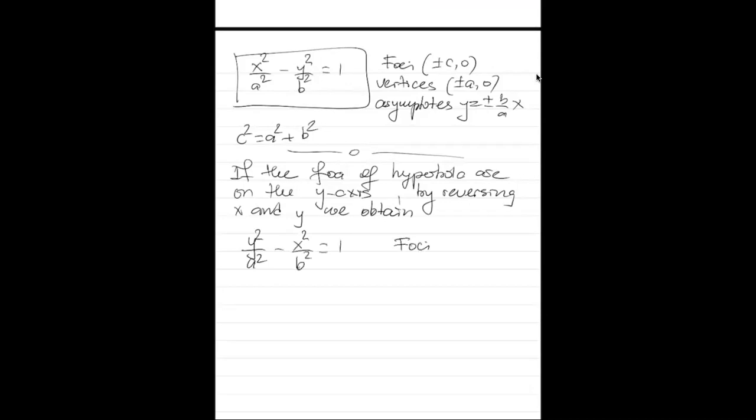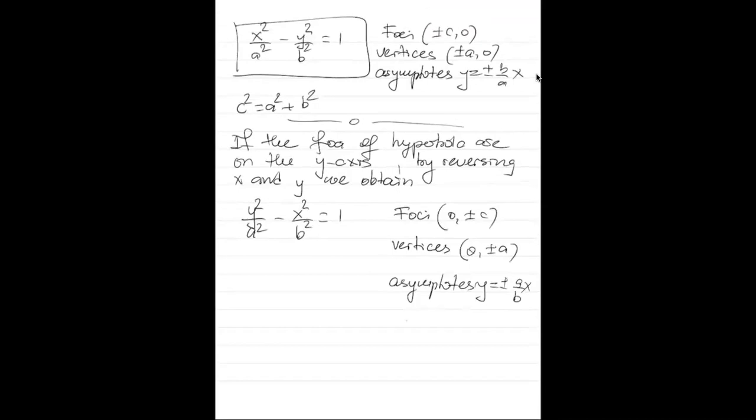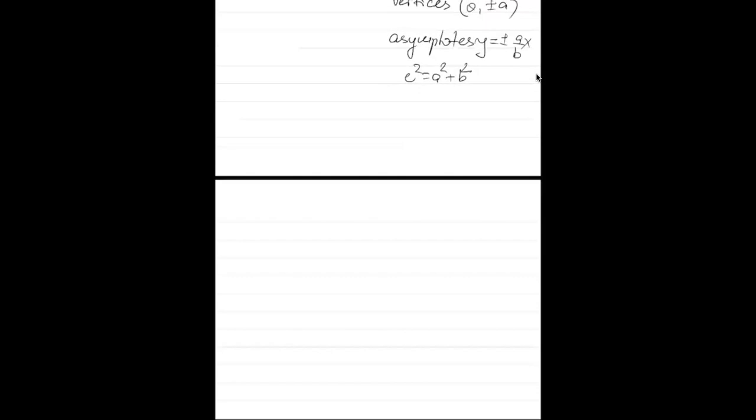In this case, the foci are along the y-axis, so 0 plus minus c. The vertices, again, along the y-axis will be 0 plus minus a. The asymptotes, those slanted lines, will be y equals plus minus a over b x. And finally, c squared is a squared plus b squared. That doesn't change. So let's draw the picture here of this hyperbola. See if I can fit it here.